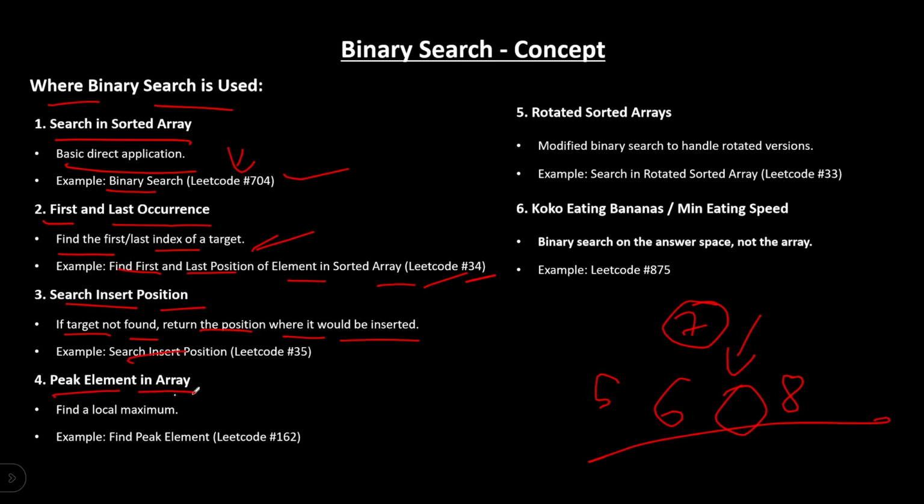Finding a peak element in an array. A peak element comes in a bitonic sequence, as I explained earlier, increasing and then decreasing. So this will be a peak element.